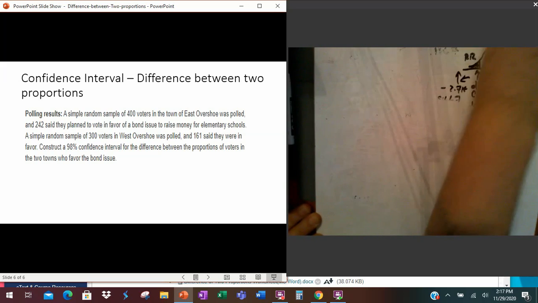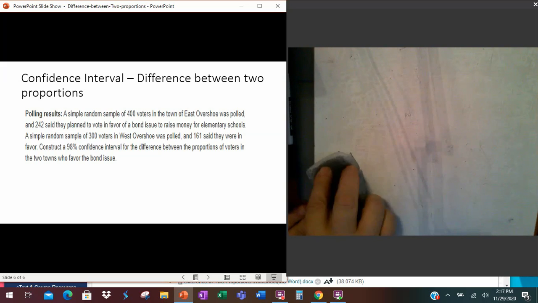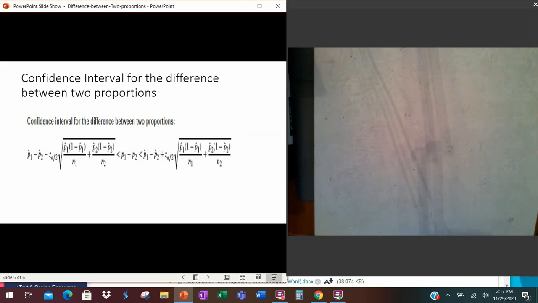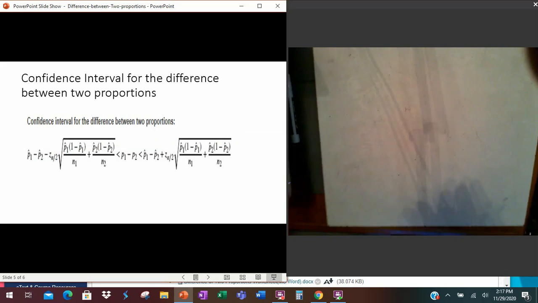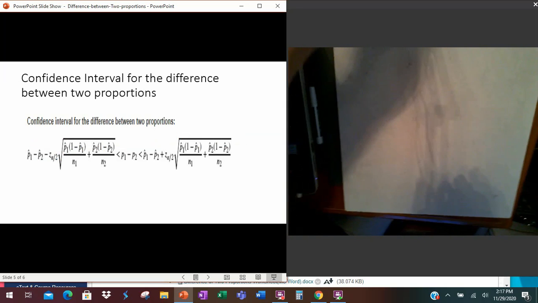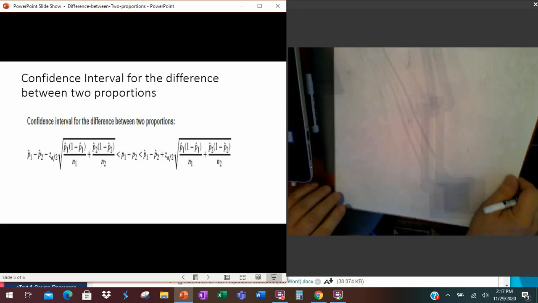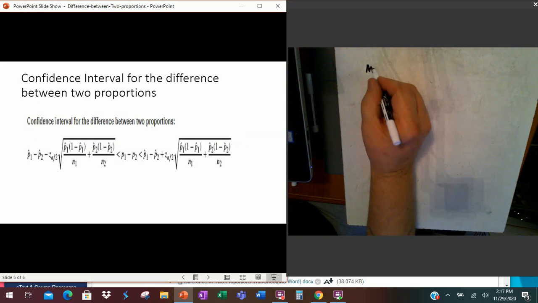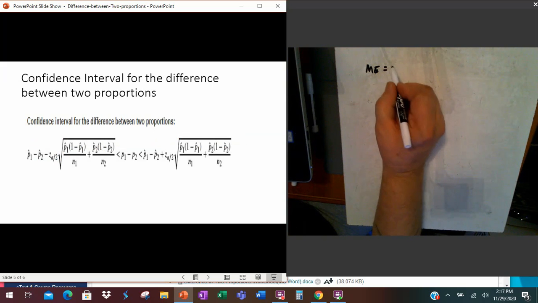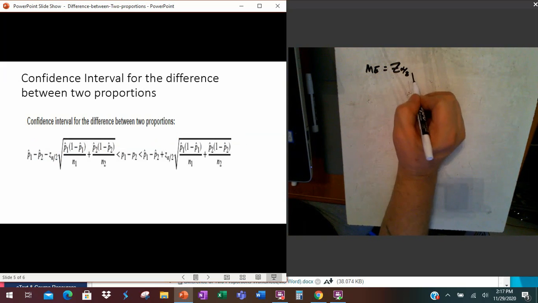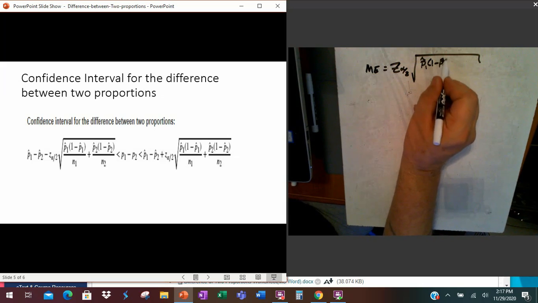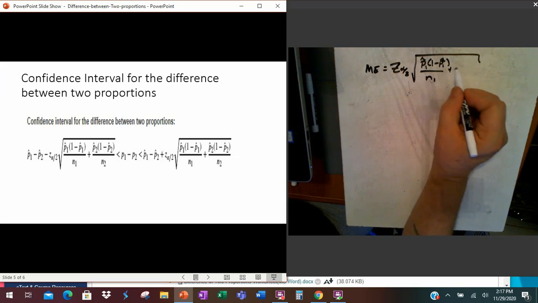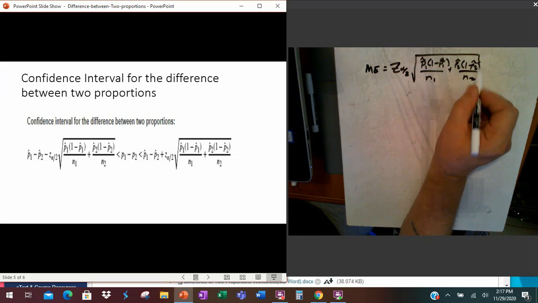So let's work through a confidence interval version. I'm going to go back up here and write this down. Our margin of error is going to be the Z alpha over 2 times the square root of P1 hat times 1 minus P1 hat over N1, plus P2 hat times 1 minus P2 hat over N2.